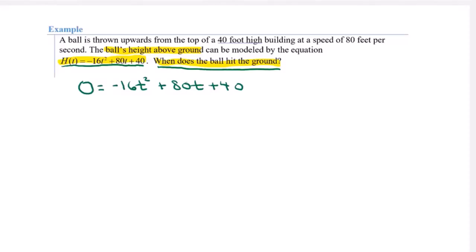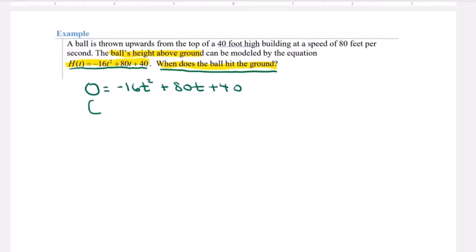Again, not necessary. If you have a calculator, you can just put this directly into the quadratic formula. I get 0 equals negative 8 times 2t squared minus 10t minus 5. If I multiply that back out, I get my original equation. Perfect. Why would I do that?